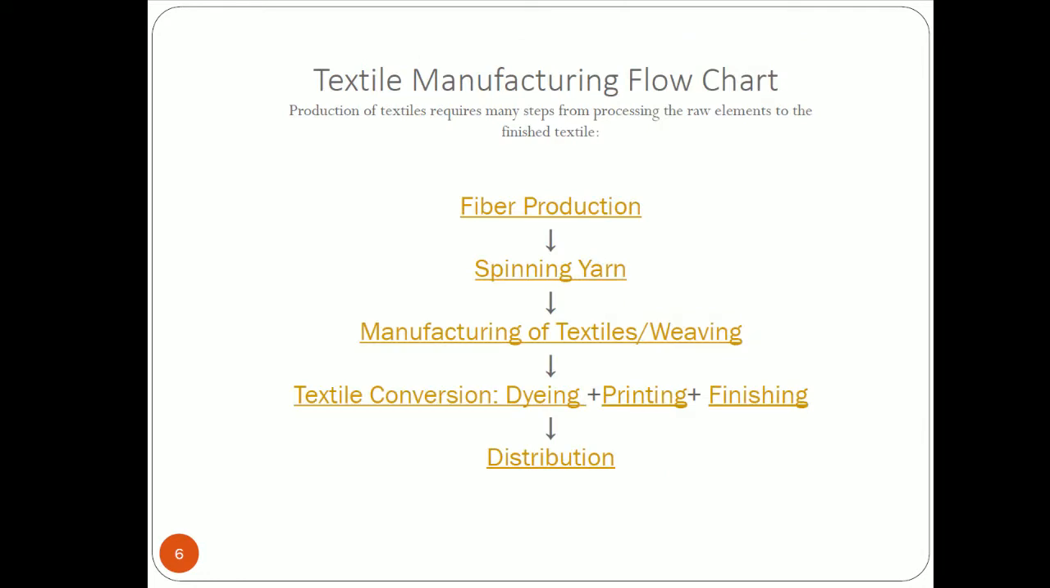This slide shows the textile manufacturing flowchart. Basically from start to finish how a textile is made. From fiber production to spinning the yarn, manufacturing of the textile, most often through weaving. Once a textile is woven, it is then converted, meaning a textile could be dyed, it could be printed, it could be finished, and then distributed. So let's take a further look at those.